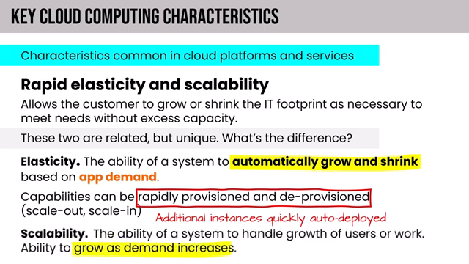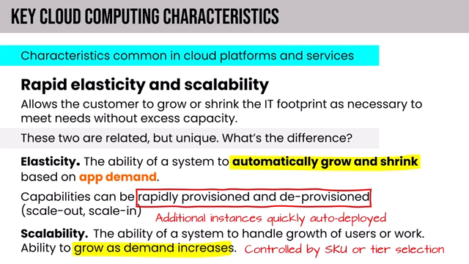Scalability, on the other hand, is the ability of a system to handle growth of users or work, the ability to grow as demand increases. The scalability is generally controlled by a SKU or service tier selection or the number of instances you're deploying. Scalability is more about deploying the necessary capacity for steady-state operations day to day. Elasticity is adding that burst capability when we have sudden increases in traffic.